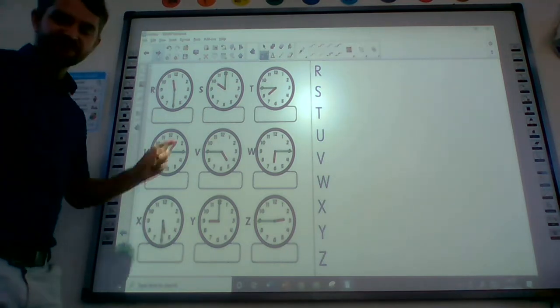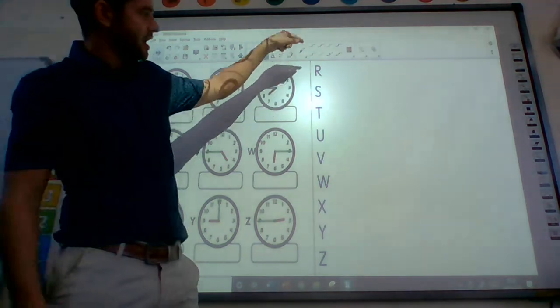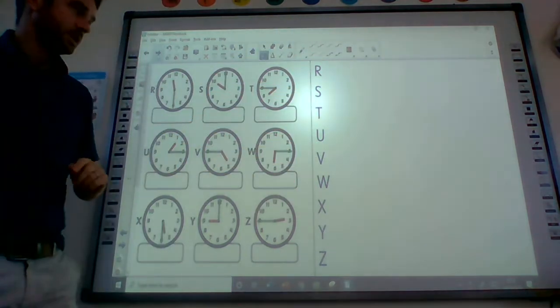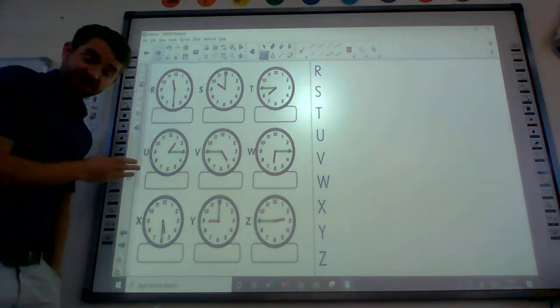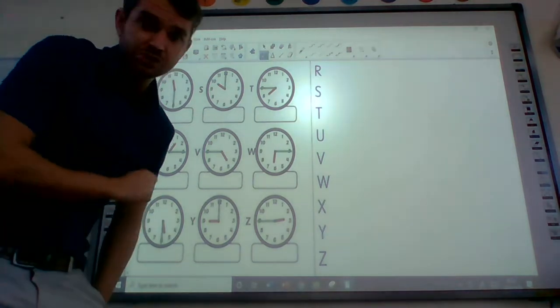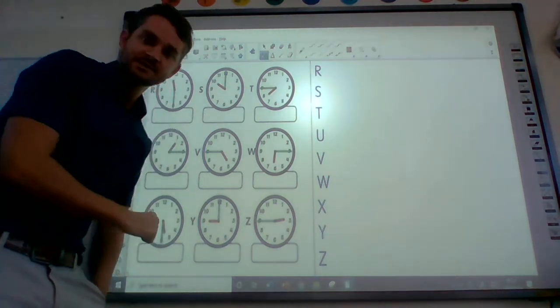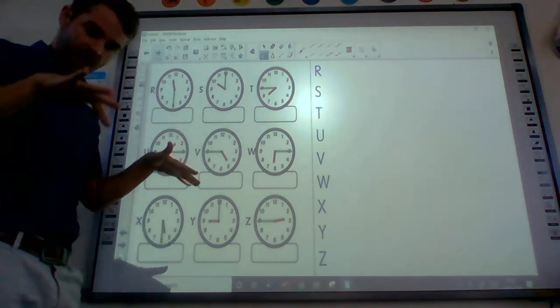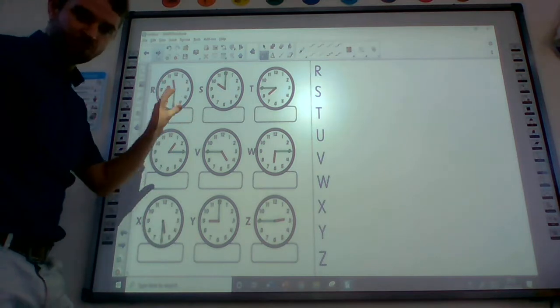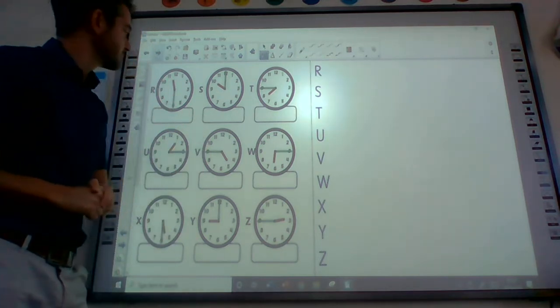Now, I'm not sure I can fit my writing in here, so over here, I've written R, S, T, U, V, W, X, Y, and Z, and I'm going to write the time in words over here. Have a go yourself. Don't just watch me and copy what I write. I need to know if you're finding this too tricky, because we can slow everything down and do more practice before we move on to the next step.